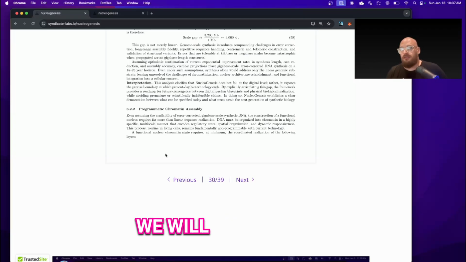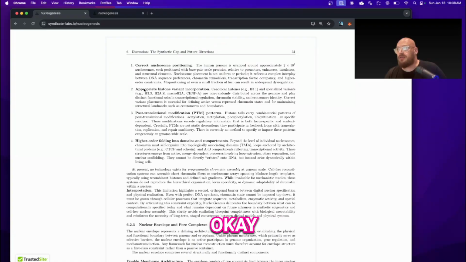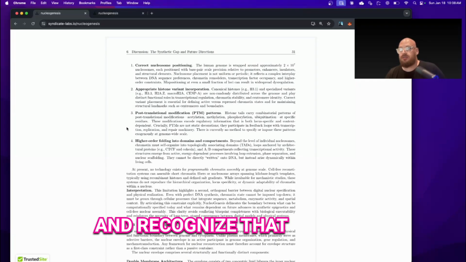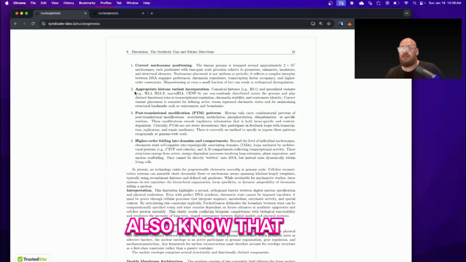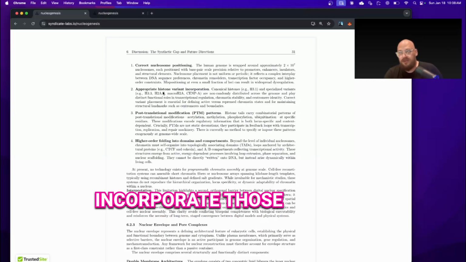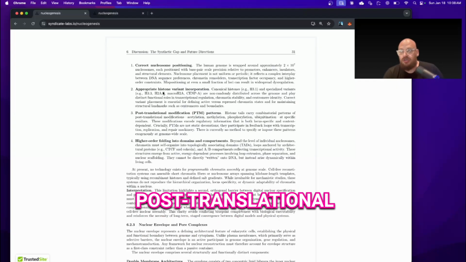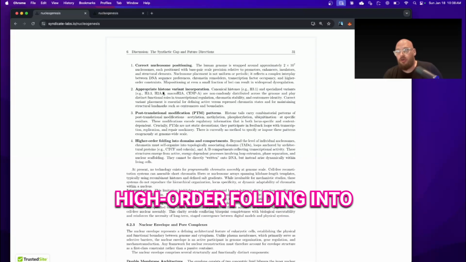We will provide this as a routine process in living cells, which we'll understand more fundamentally than we do now. And that's the whole point. So we have to know and recognize that correct nucleosome positioning is important. And we also have to have the ability to incorporate the appropriate histone variants, post-translational modification patterns, and higher-order folding into domains and compartments.